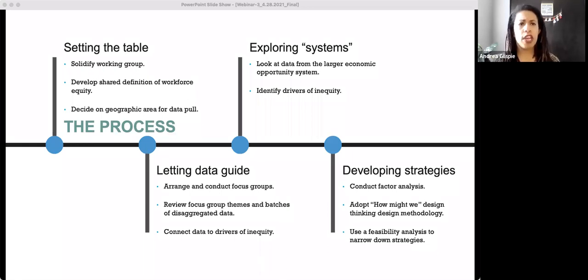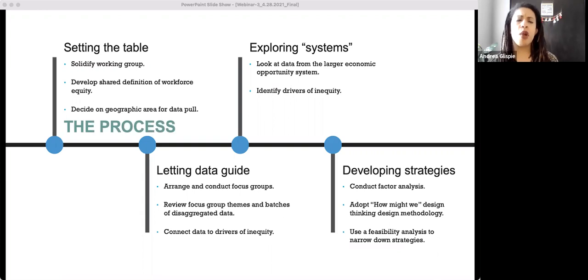We also, even before looking at the data as it came in from PolicyLink and their data partners at Burning Glass Technologies, talked as a group about what we expected to see from the data and what some of the drivers of workforce inequities were that we thought we would see. Those were things like inadequate workforce supports, for instance. So we isolated some of those things so that when we looked at the data, we would be able to make connections between what was driving the data and what the data was telling us.